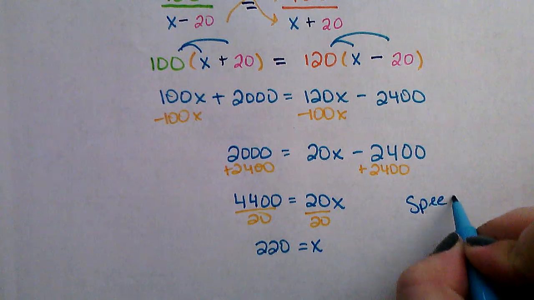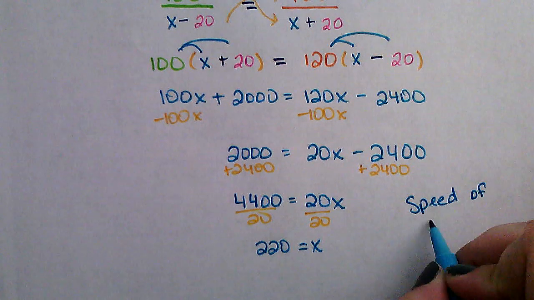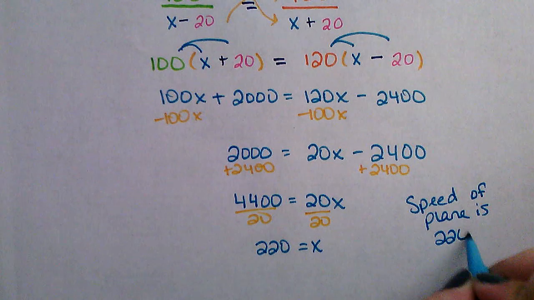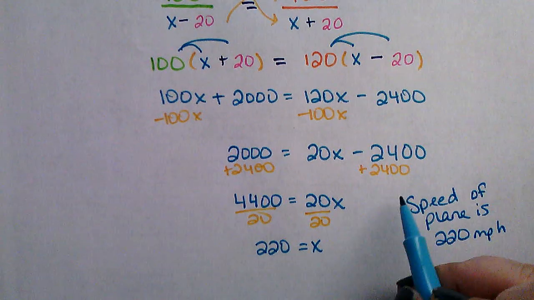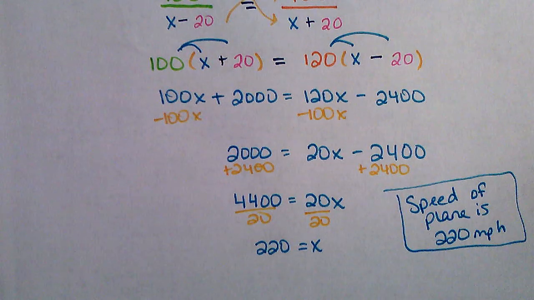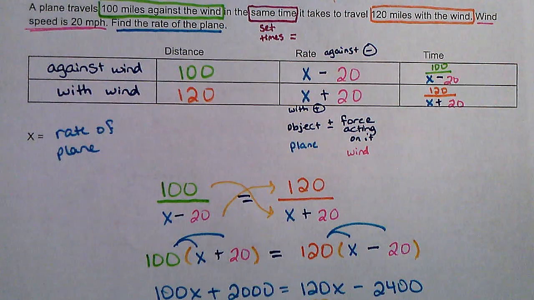Well, x was the speed of the plane, so it means the speed of the plane is 220 miles per hour. I don't know if that's an actual speed of a plane, but I wanted to make the numbers nice. So when you're doing distance, rate, and time problems, make sure you set up this little chart.